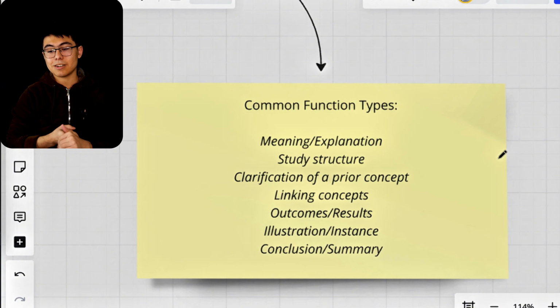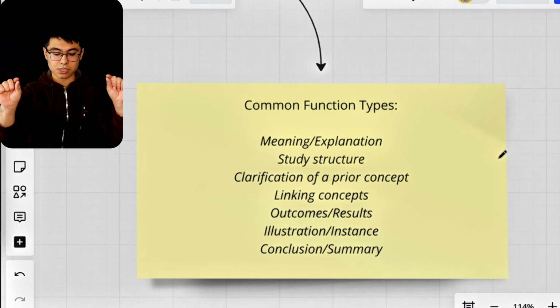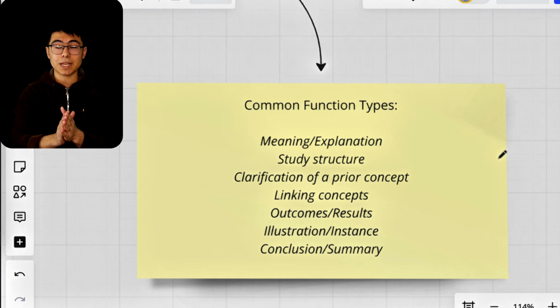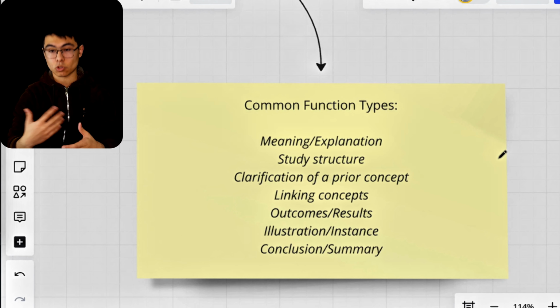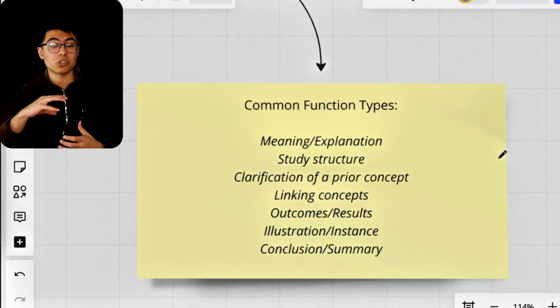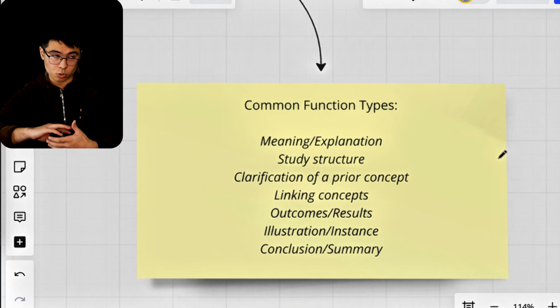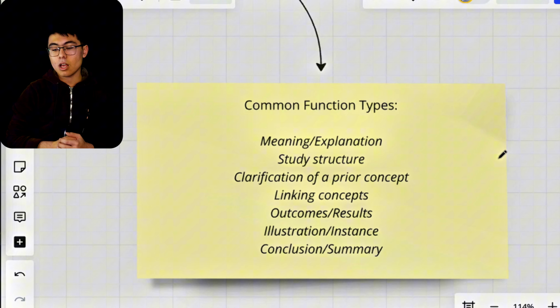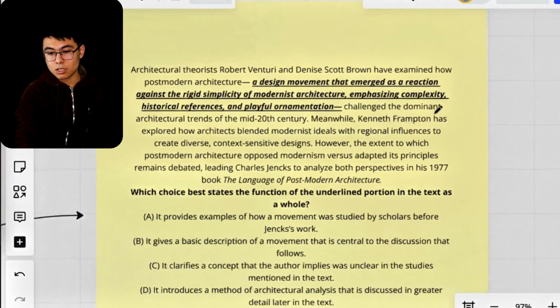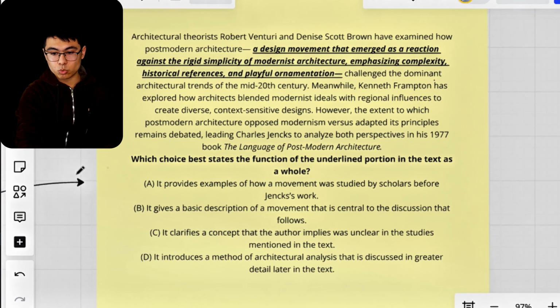It could also be clarification of a prior concept. It could first tell a brand new concept, and then clarify it. It could explain it. It could also link concepts. It could also show results. It could illustrate, or it could give examples. It could also summarize or conclude. Now let's move on to the question. So yep, let's read this passage.